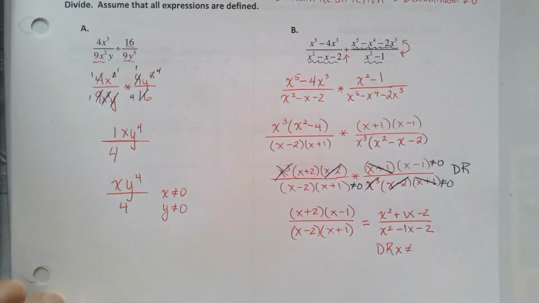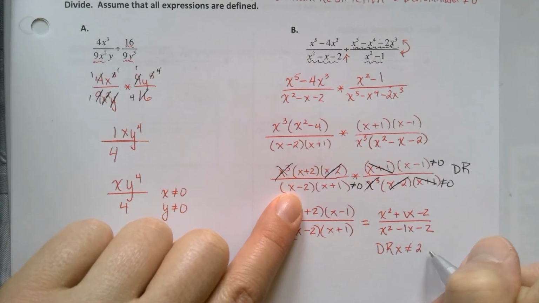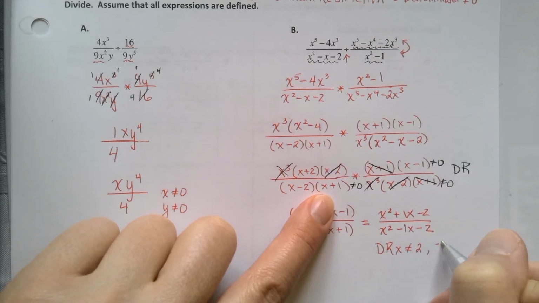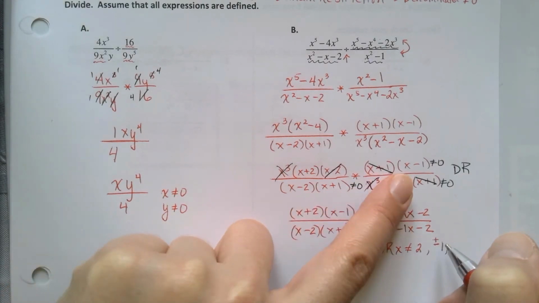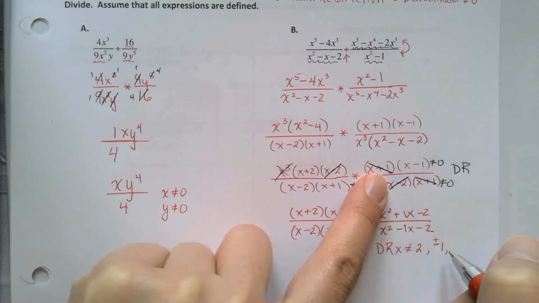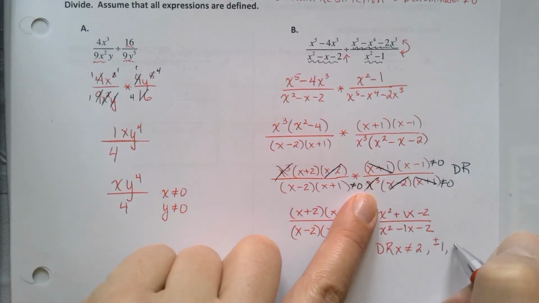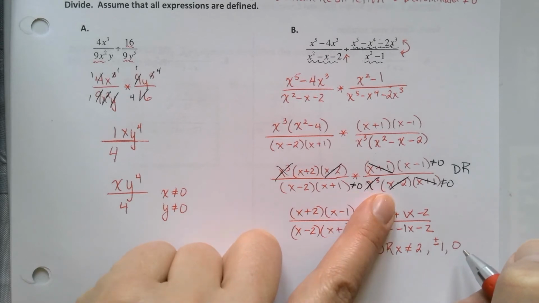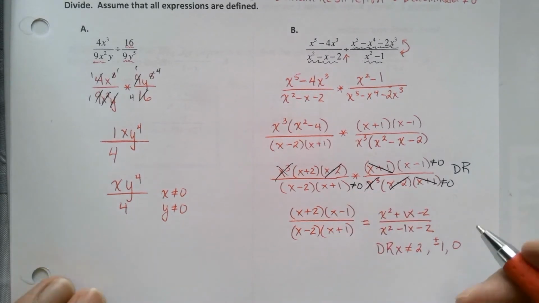So my domain restrictions are going to come from here. X cannot be 2, x cannot be negative 1, x cannot be positive 1, so I'm just going to add to that. X can't be negative 1 and positive 1, so I have that. X cannot be 0, x cannot be 2, I already have it, and x can't be negative 1. So there were several repeats there.